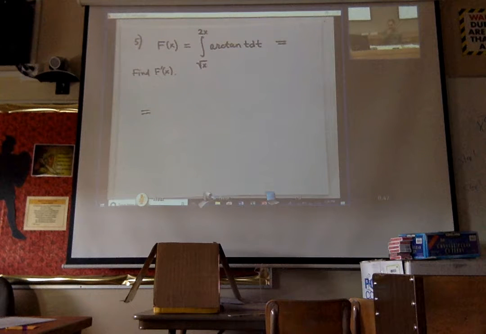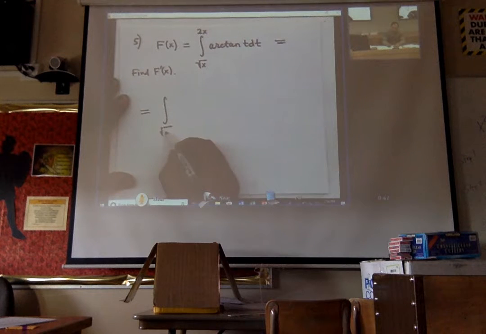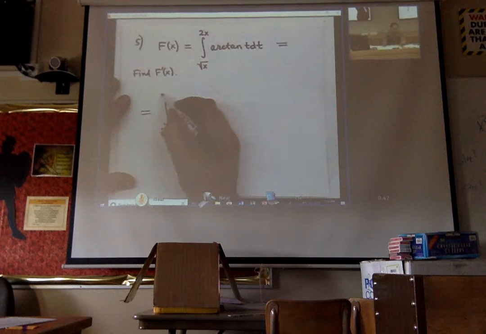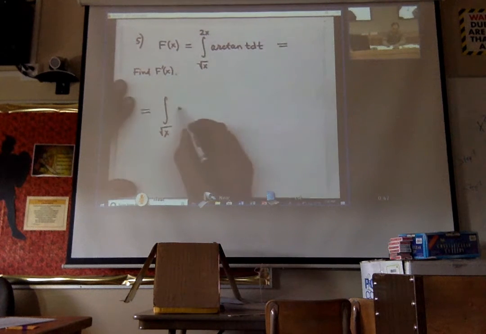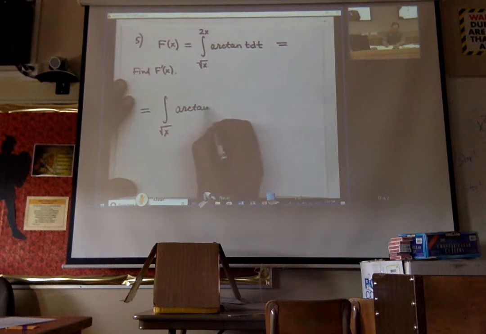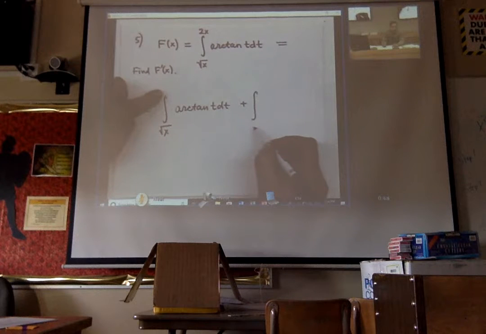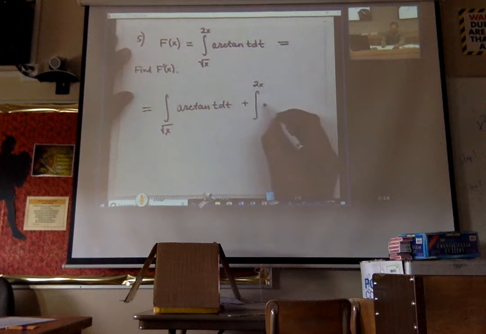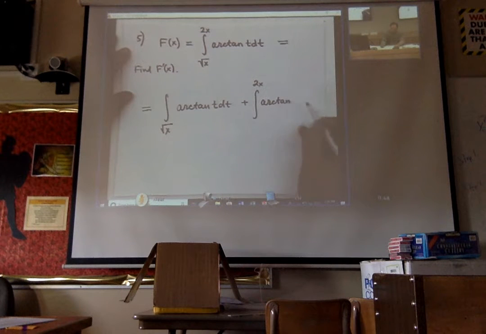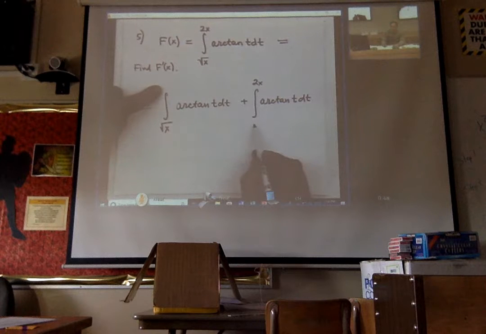What do you think? You're going to split this, right? So you're going to split this like this. Integral from square root of x, well, that's the upper limit, right? And you get arc tangent of t dt. And then you're going to have an integral from, right? These two will be the same, yes, no? And then you get 2x, arc tangent of t dt. So the question is, what do I put right here?